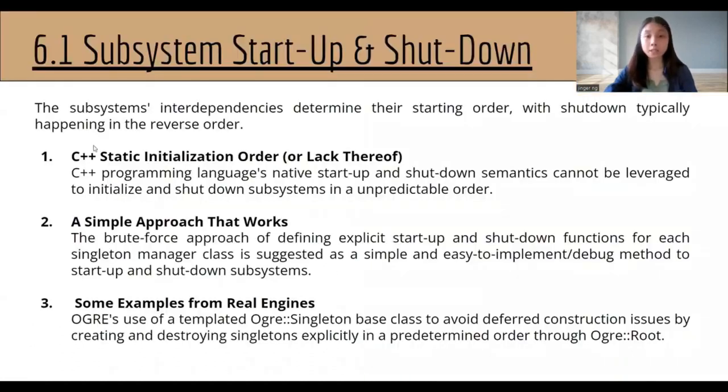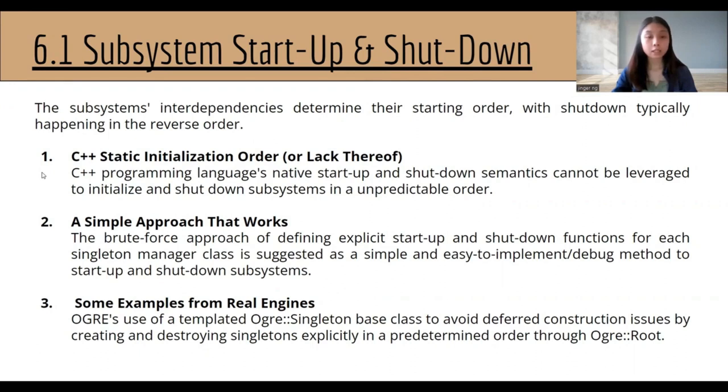First is about the subsystem startup and shutdown. A game engine comprises multiple interacting subsystems that need to be configured and initialized in a specific order upon startup. The subsystem interdependencies determine their starting order, with the shutdown typically happening in the reverse order. In this chapter, we discuss the low-level support systems needed for the game engine, including the subsystem startup and shutdown. The C++ native startup and shutdown semantics cannot be leveraged to initialize and shut down the systems, as the order is unpredictable.